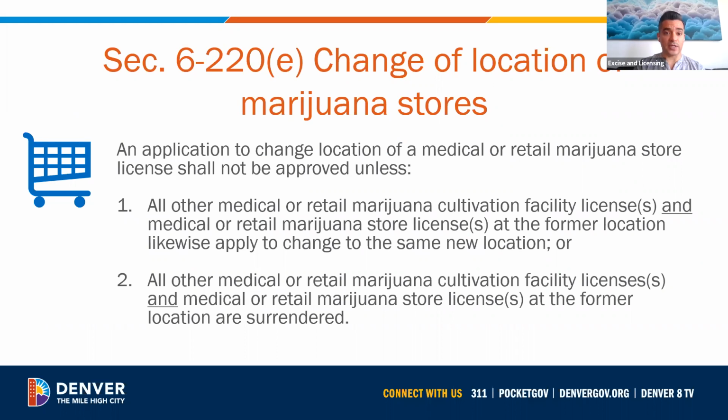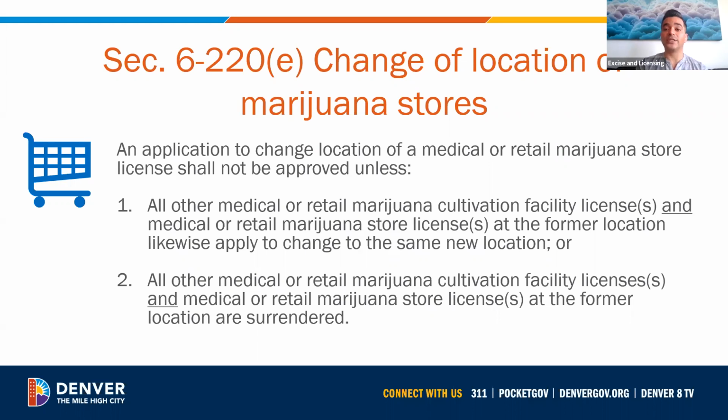And that provision in the code says that an application to change location of a medical or retail marijuana store license shall not be approved unless two provisions: one, all other medical or retail marijuana cultivation facility licenses and medical or retail marijuana store licenses at the former location likewise apply to change to the same new location, or two, all other medical or retail marijuana cultivation facility licenses and medical or retail marijuana store licenses at the former location are surrendered. What does this mean?